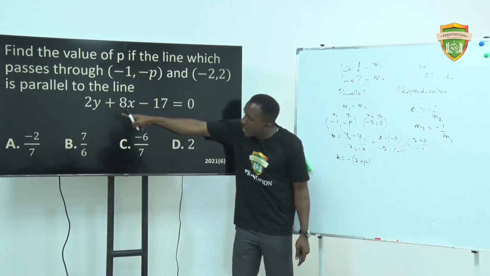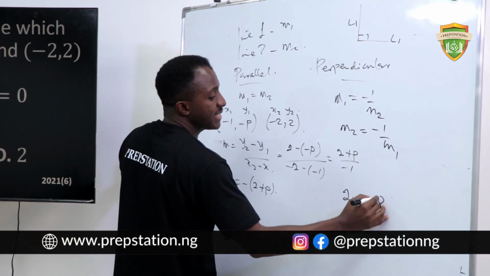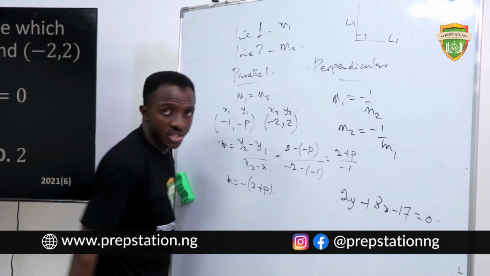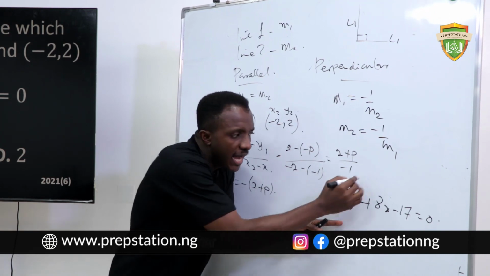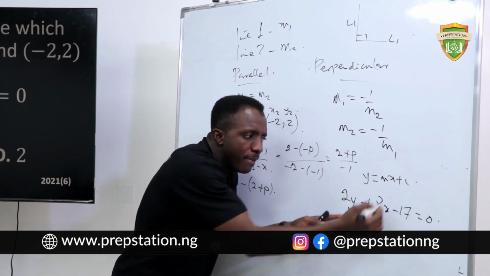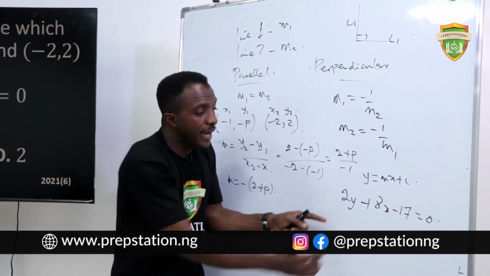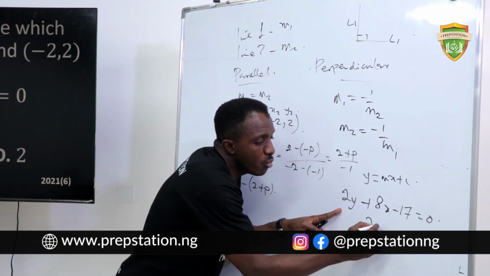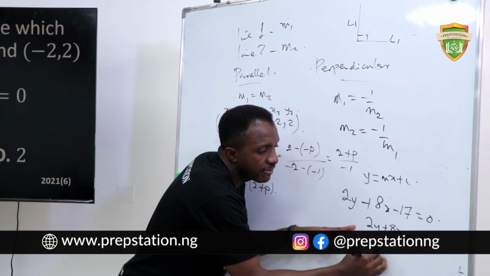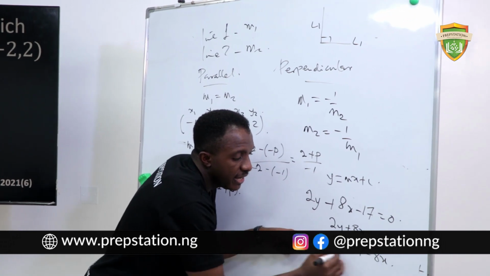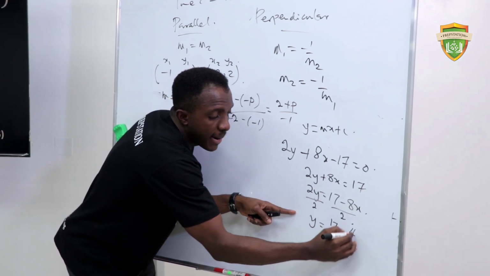They said the line is parallel to this. So it is parallel to 2y plus 8x minus 17 equals 0. We're going to make this line look like this. I gave you the equation of a straight line in the previous question I solved. I said it is y equals mx plus c. So make this line look like this. Or simply put, just make y the subject of the formula. If we make y the subject of the formula, we have 2y plus 8x equals 17. Take this over here. I have 2y is 17 minus 8x. If I divide all through by 2, I'm going to have y is 17 over 2 minus 4x.